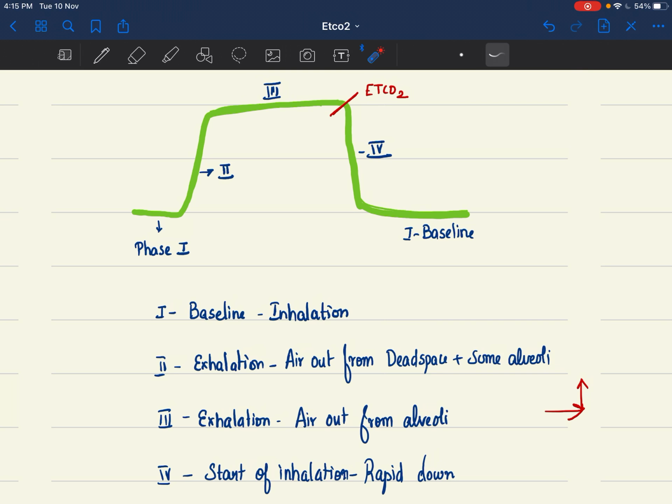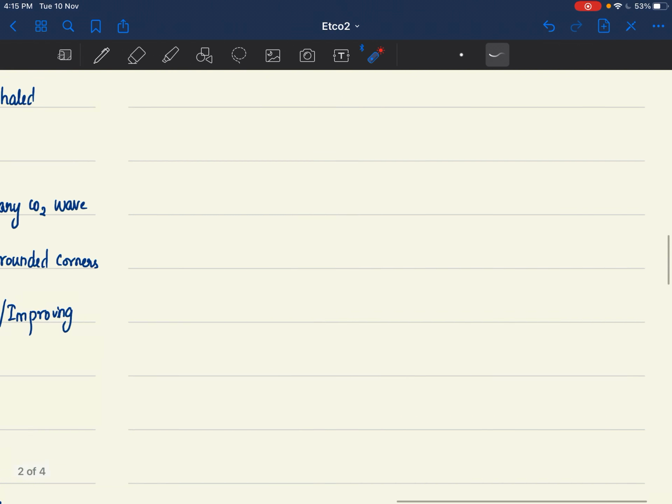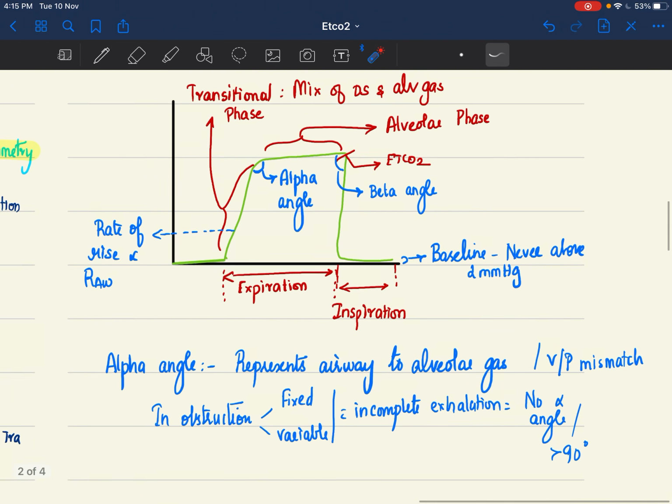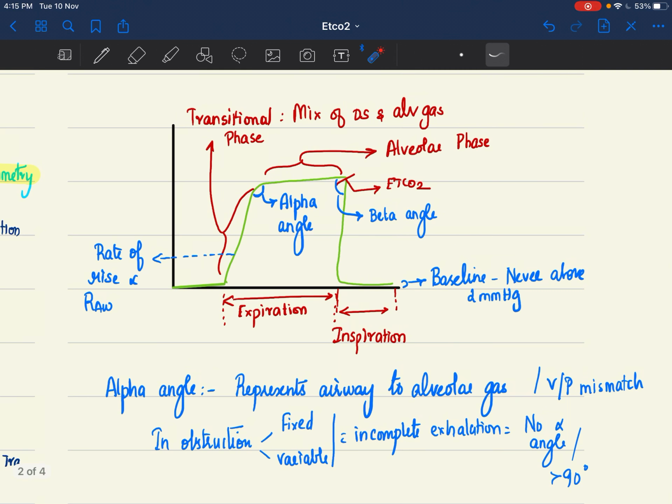Once the patient starts taking a breath, immediately this plateau falls down, and this is phase 4, and again goes back into a baseline. So, if you want to look at it in more depth, you have the baseline, which should never be above 2 millimeter of mercury. You have a rectangular waveform, and this rapid upstroke depends on the resistance of airways. Too much resistance, you will not have this rapid upstroke, resulting in a sawtooth pattern.